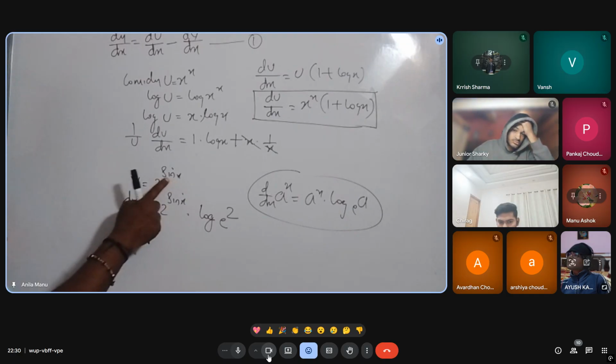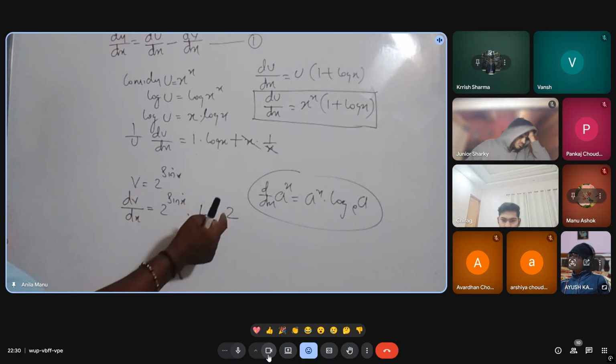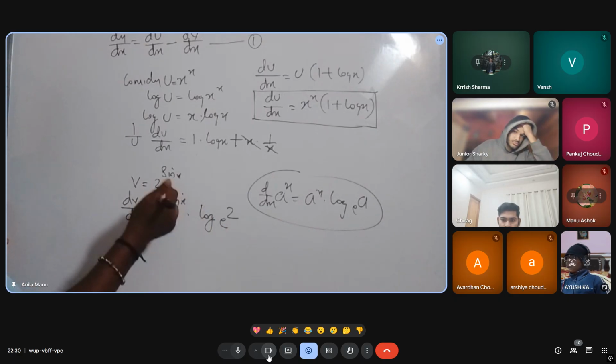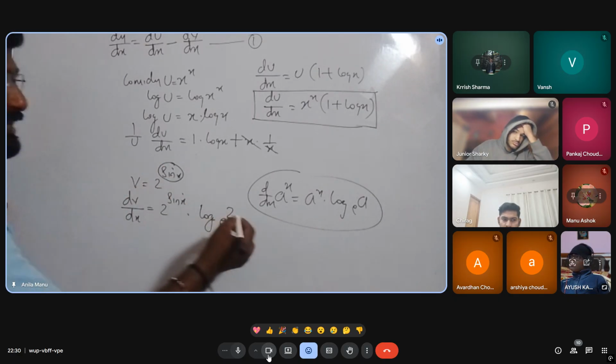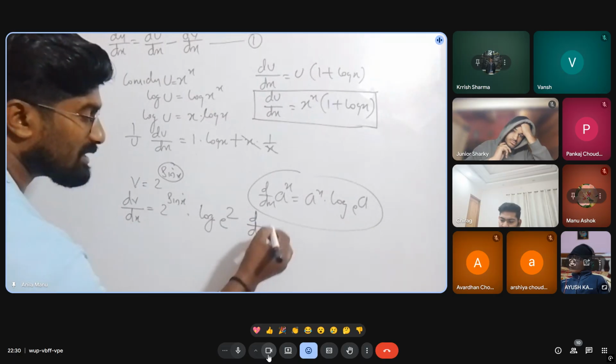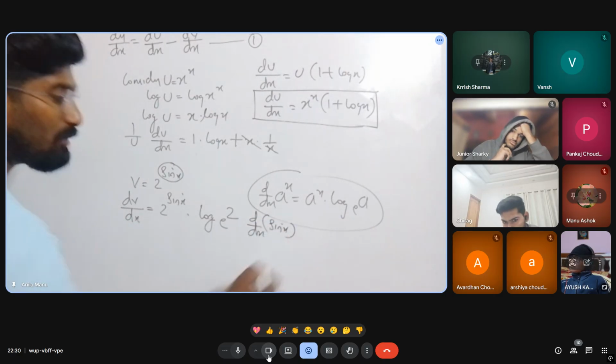After doing a raised to x, the derivative of a raised to x is a raised to x into log a to the base e. Chain rule we have studied, right? So what is left over? Sin x is left over. So you should differentiate sin x also. Check it, all of you. How many of you have done that?